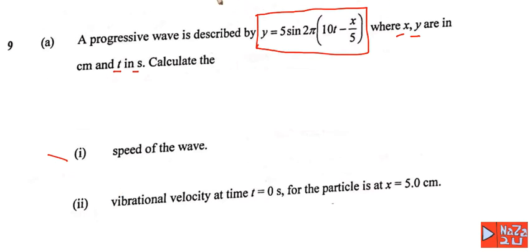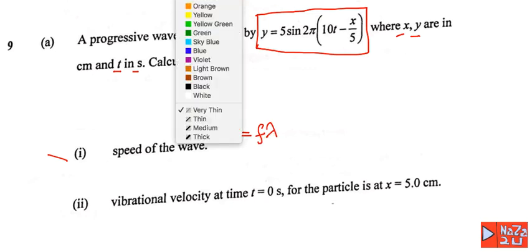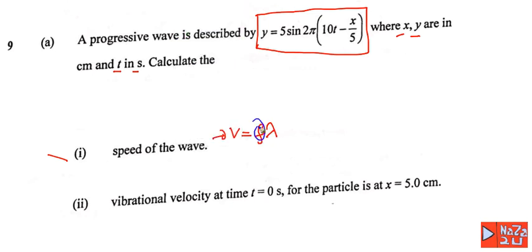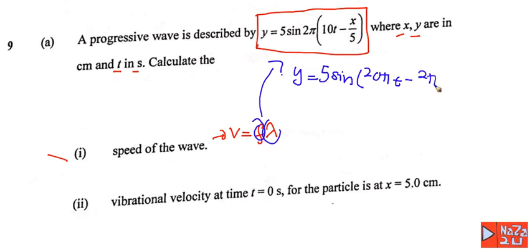To calculate the speed, we can refer to the equation. The speed of the wave is frequency times lambda. How can you find the frequency and lambda from this equation? Here we have 5 sin, so this is 2π times 10t, which is 20πt, minus 2πx divided by 5.